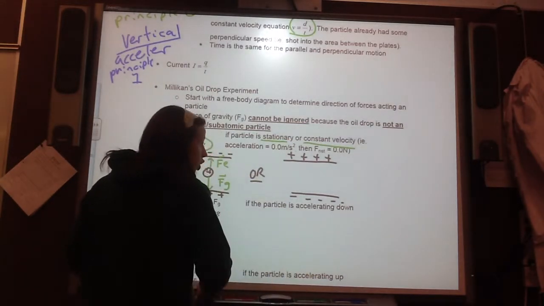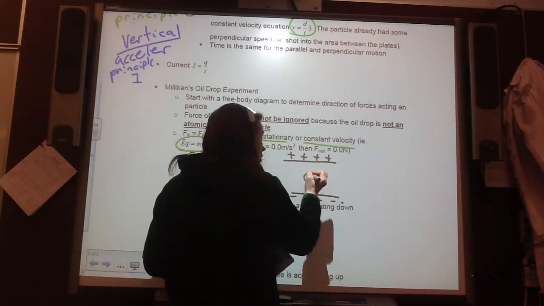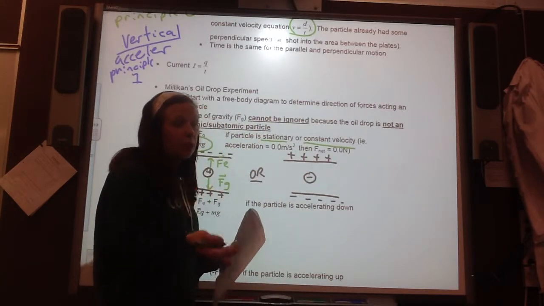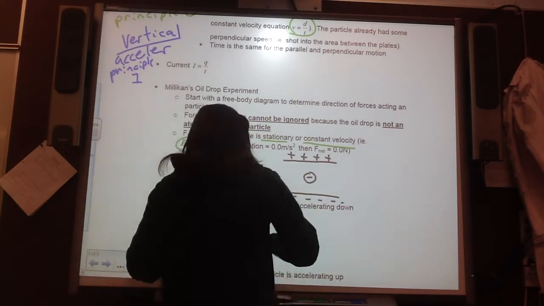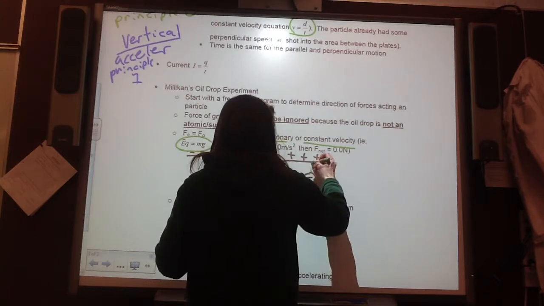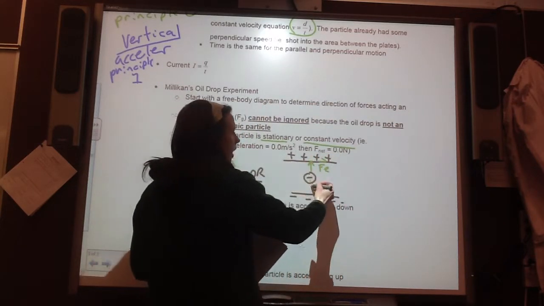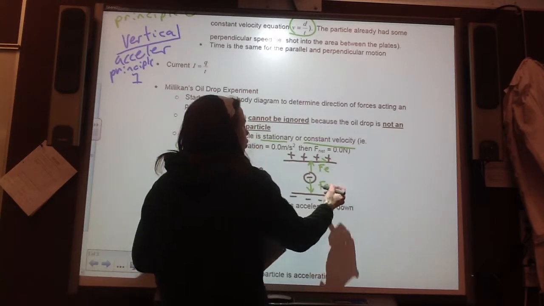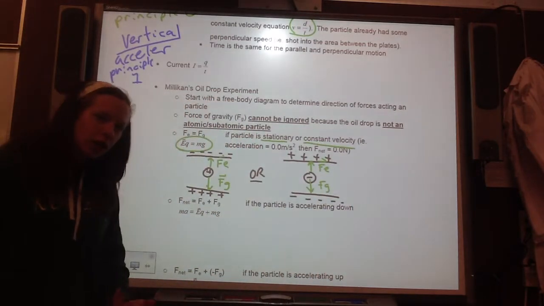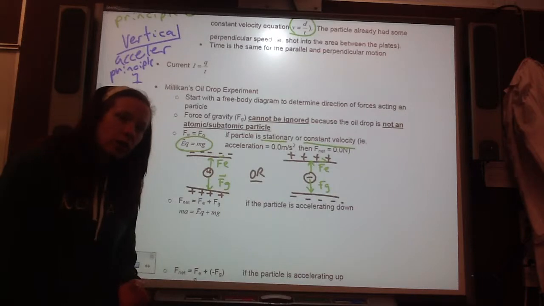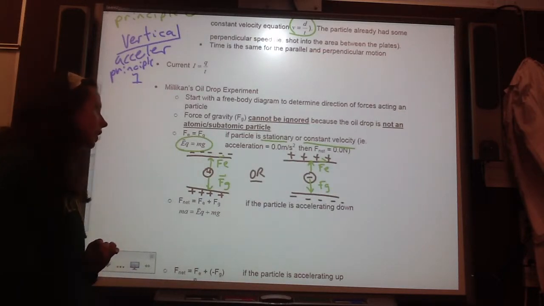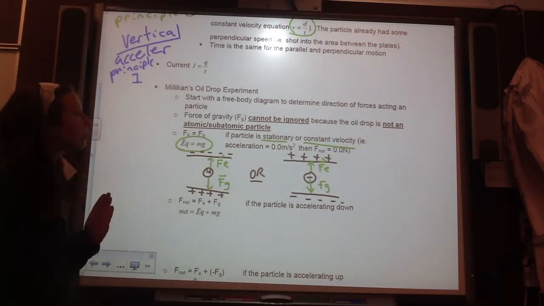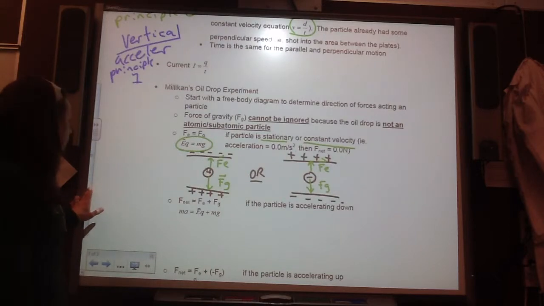Say your oil drop is negatively charged. It would have a force pulling it up because it's attracted to the positive, and Fg going down. So it just depends on the question, how the plates are arranged, and what charge your particle is. But these are the 2 scenarios in which Fe could equal Fg.